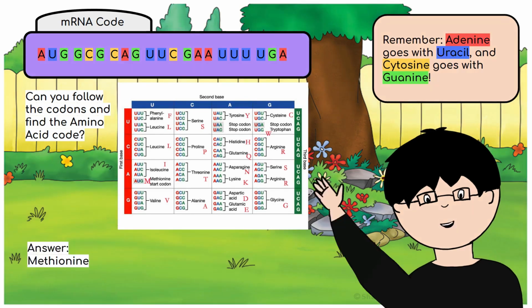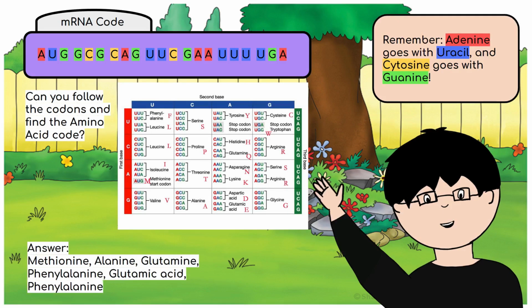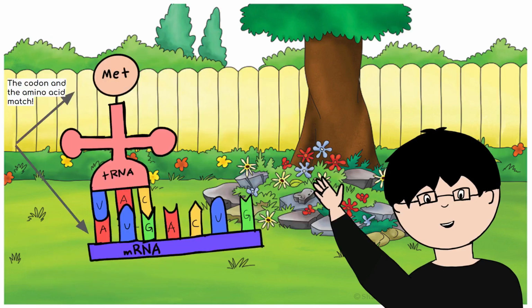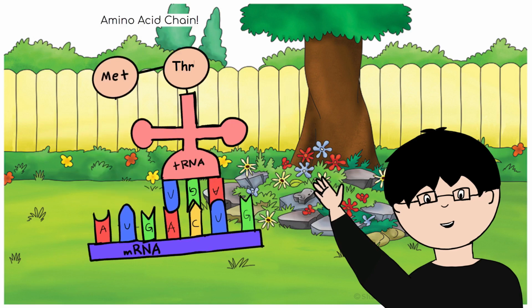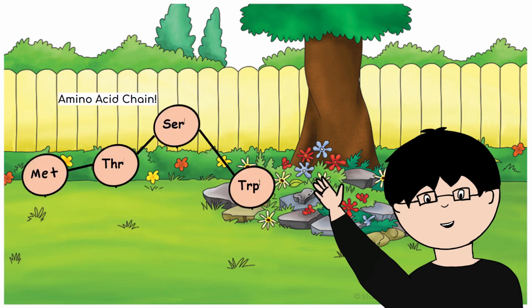The answer is methionine, alanine, glycine, phenylalanine, glutamic acid, phenylalanine, and stop codon. As you can see, the tRNA matches with the corresponding mRNA codons that code for specific amino acids. Then the tRNA bonds the amino acids to the chain. Then the tRNA detaches itself from the mRNA and leaves behind the amino acids. Once the chain is done, we have made our proteins. Yay!